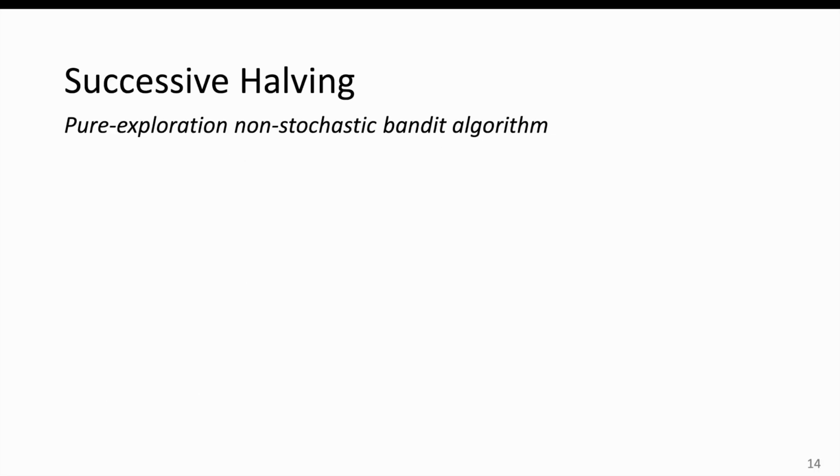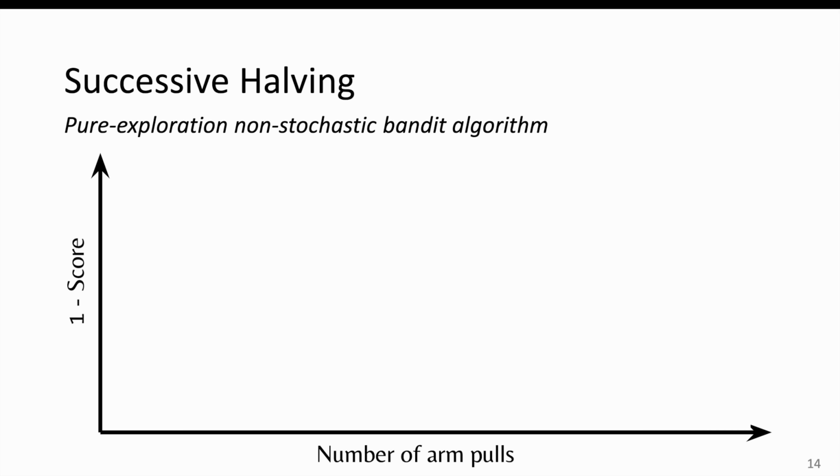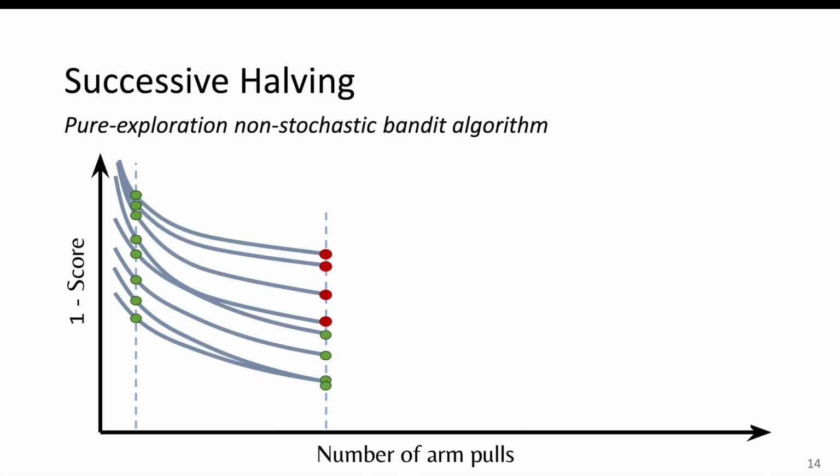Successive halving is a technique coming from pure exploration non-stochastic bandit theory. In that, we define a number of arm pulls, and an arm pull is basically running a portion of the data set through a model. So we start with all models at the beginning, and after having run inference and getting the proxy score for a fraction of the data set, we eliminate the worst half of the models, and we only keep the better half, like the lower half here.